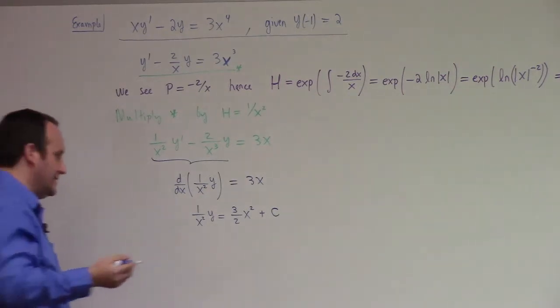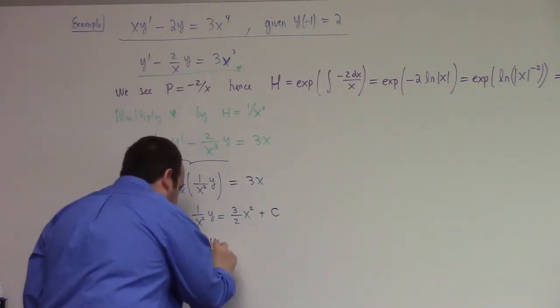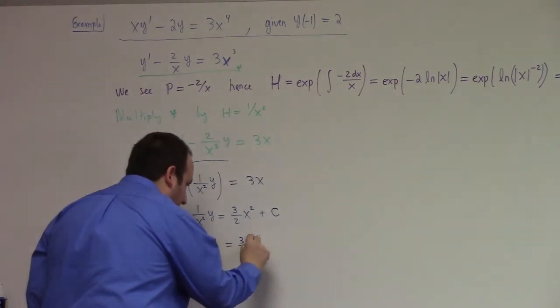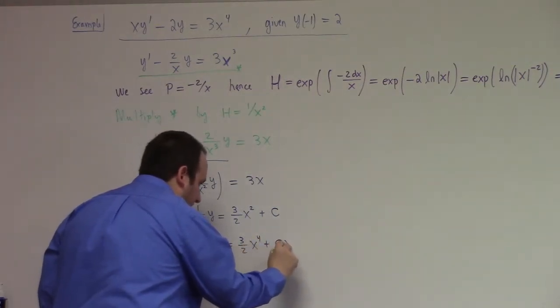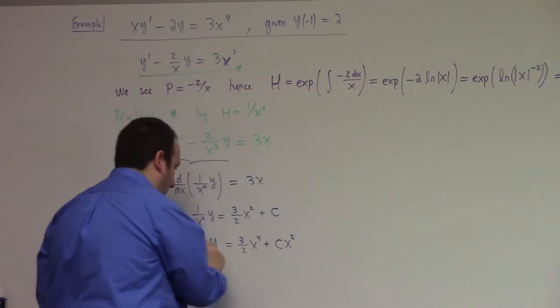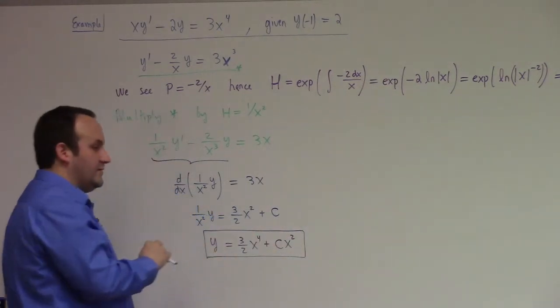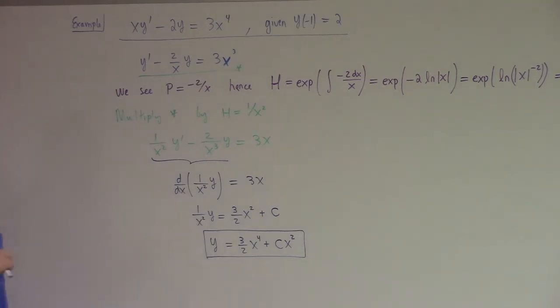Now solve for y, and we get y is equal to 3/2 x to the 4th plus cx squared. So I'll put it in a box here for a second. This is not the answer to the given question, but what I've just boxed is the general solution to the differential equation. What's the general solution to a differential equation?